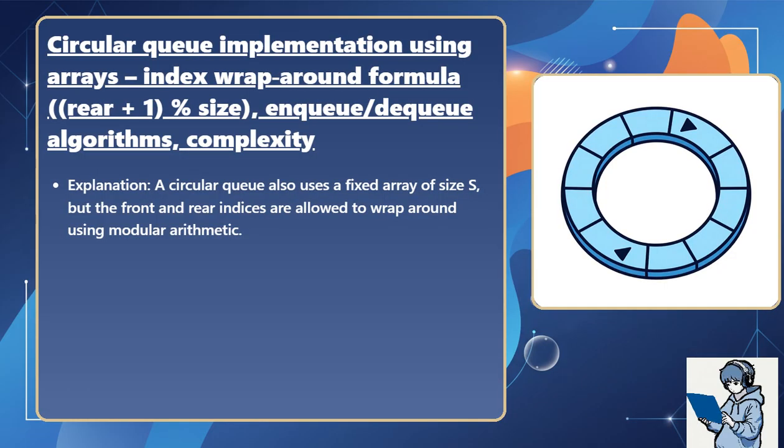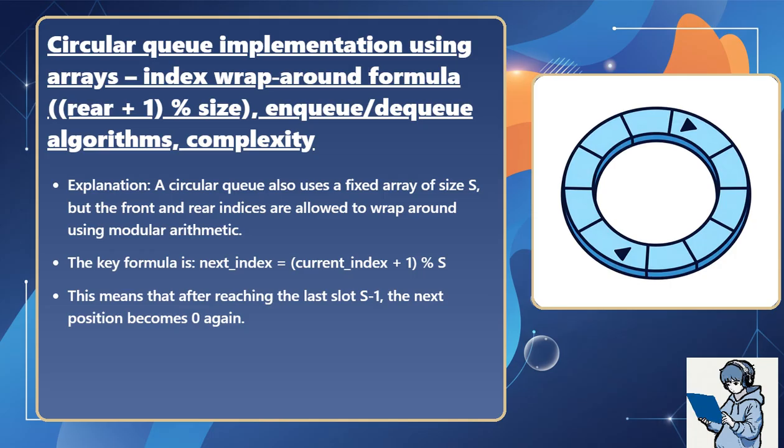Explanation: a circular queue also uses a fixed array of size S, but the front and rear indices are allowed to wrap around using modular arithmetic. The key formula is next index equals (current index + 1) modulo S. This means that after reaching the last slot S-1, the next position becomes 0 again.